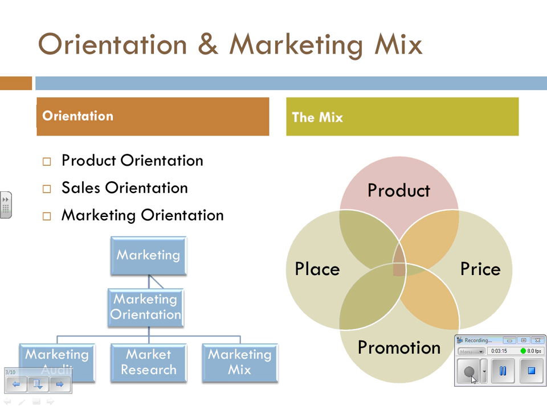How much are we selling it for, i.e. the price? How are we going to get people to know about it? How are we going to convince them to buy it? The promotion. And then where exactly are we going to sell it, and how are we going to get it to them? And that's the place. So really, that is the underpinning concept behind marketing, the 4 P's of marketing: product, price, promotion and place.